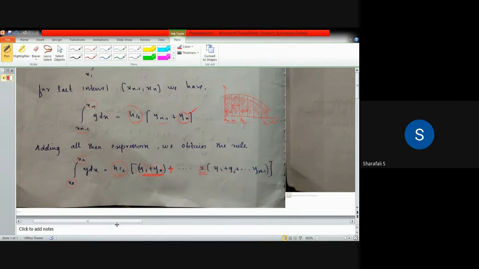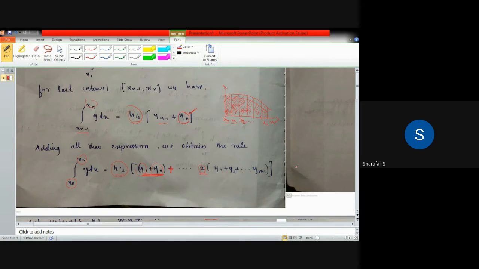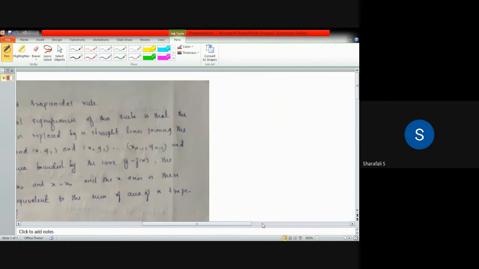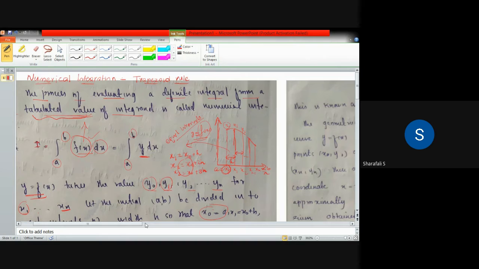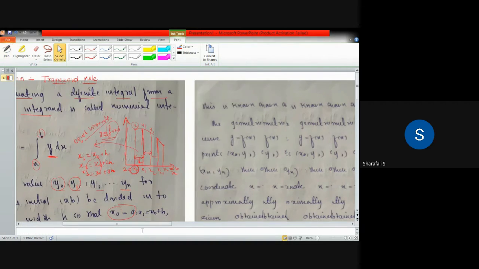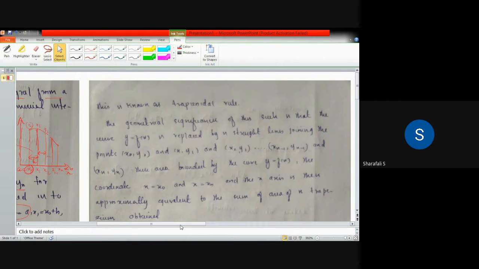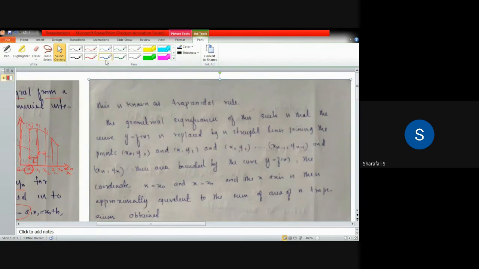So you don't have to consider these dots in between. Consider this as h by 2 times y0 plus y1, plus 2 times y1, plus all other terms, and so on, up to yn minus 1, not yn, up to yn minus 1. So now consider that particular equation. That equation will give you the trapezoidal rule. That is the trapezoidal rule or trapezoid rule.